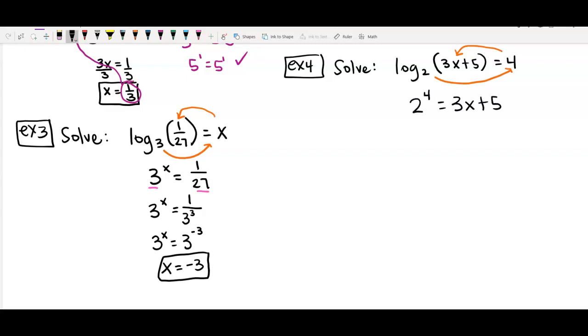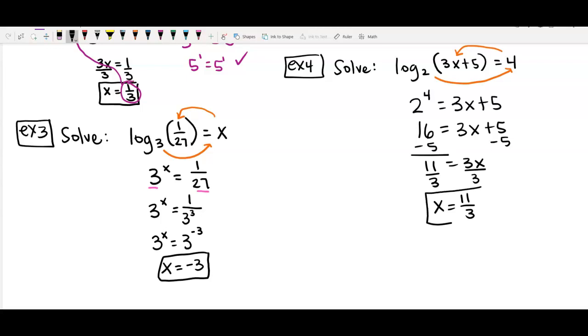And now I just want to simplify this. Well, I know 2 to the 4th power is 2 times 2 times 2 times 2, which is 16, equals 3x plus 5. And now this is just an equation that you've solved a lot of times before. Just to get x by itself, let's subtract the 5 over, and then we'll divide by 3. So x equals 11/3. Okay.